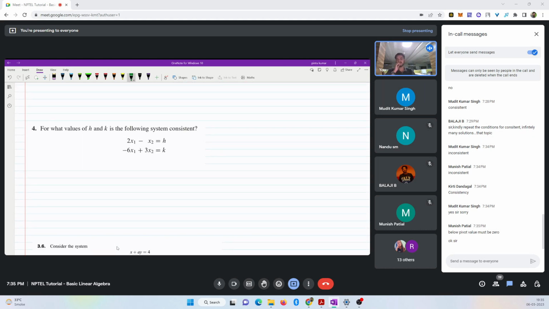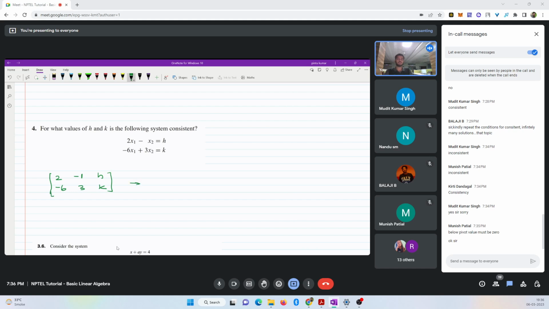Now it is asking for what values of h and k the following system is consistent. I'll solve this one for you. You all can solve it too, but I'll solve it. So let's first form the augmented matrix. This is 2, minus 1, h; minus 6, 3, k.